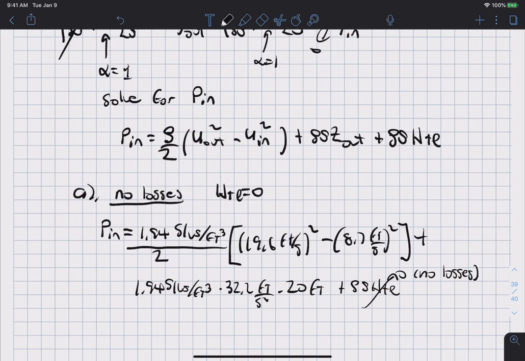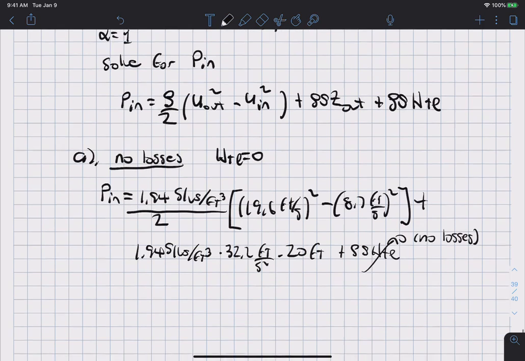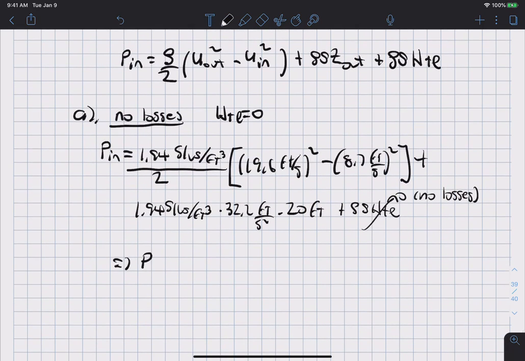If you convert the slugs to pounds force and all that fun stuff, which in your homework you should definitely show, you find that the inlet pressure in the basement that is required to drive the flow is equal to 1549 pound force per square foot, or that equals 10.76 psi G, and G means gauge. And so this is when there are no losses.